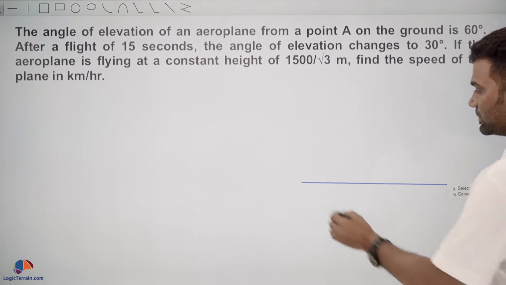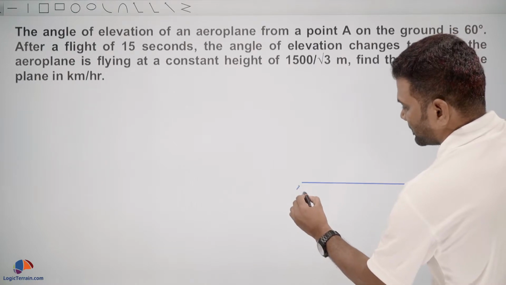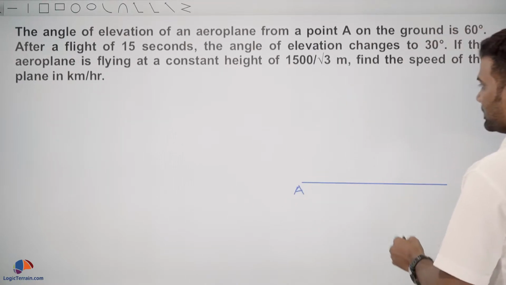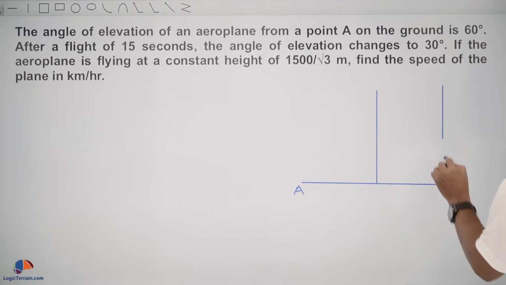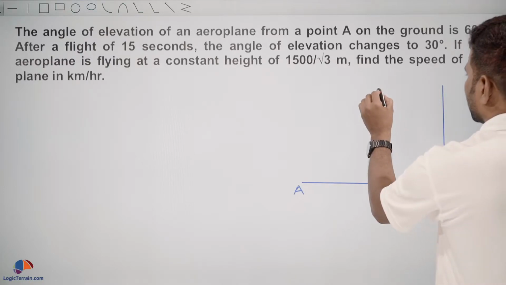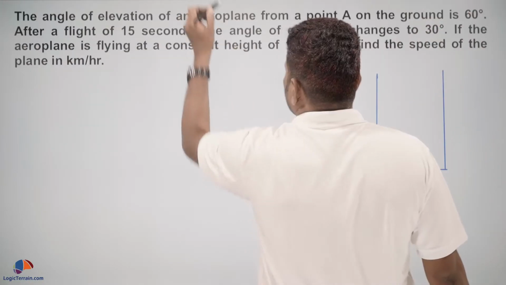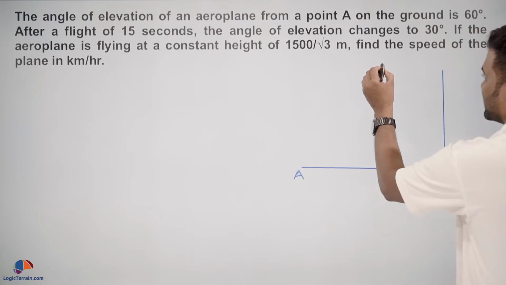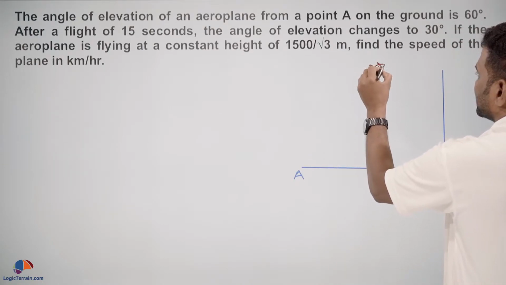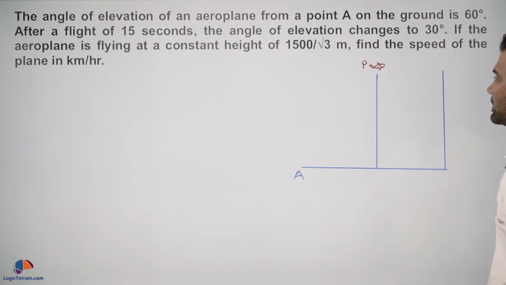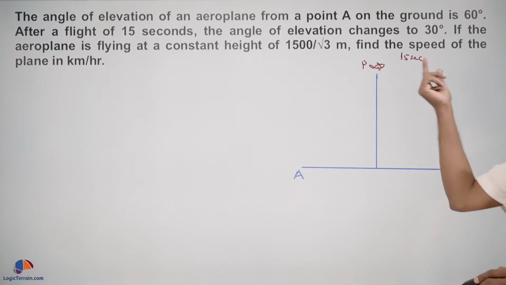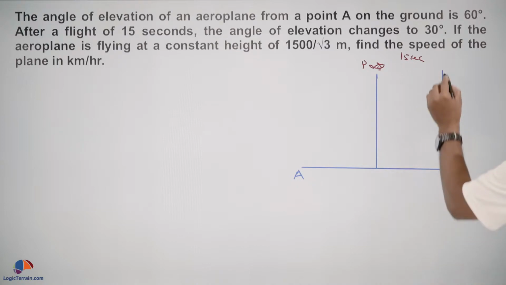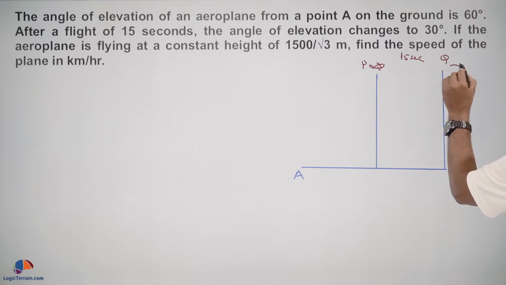So horizontal ground, this is the point of observation A. From here, a plane is traveling with constant height. So let us assume initially the plane is here at point P, and after 15 seconds of travel, it reaches Q. Okay, the flight reaches Q.